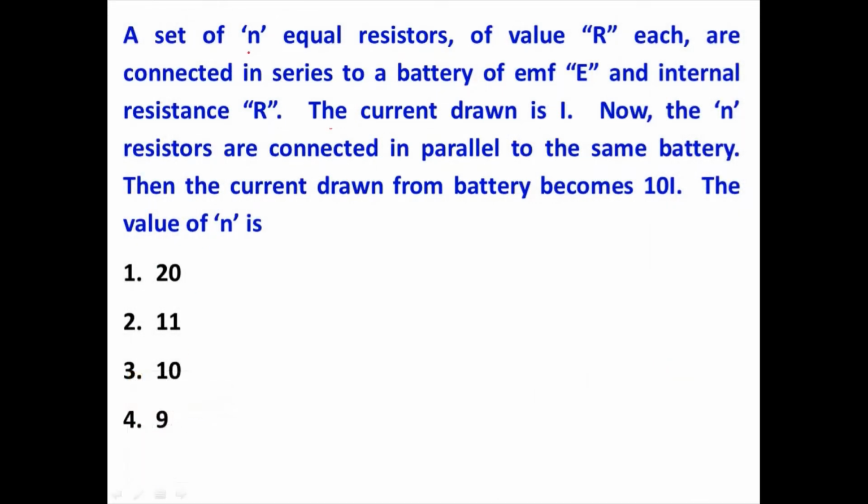So the given question is: a set of n equal resistors of value R are connected in series to a battery of EMF E, and the internal resistance of the battery is given as R. The current drawn from this circuit, that is the arrangement, is I. Now the n resistors are again connected in parallel with the same battery. Then the current drawn from the battery becomes 10I. The value of n: first option 20, second option 11, third option 10, and the fourth option is 9.